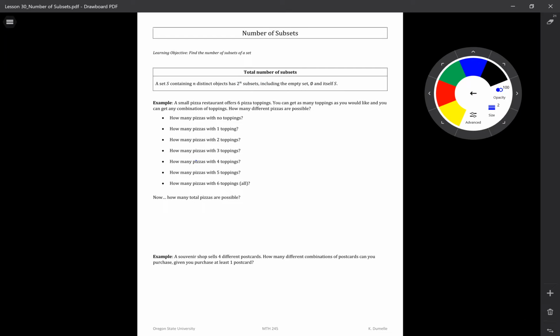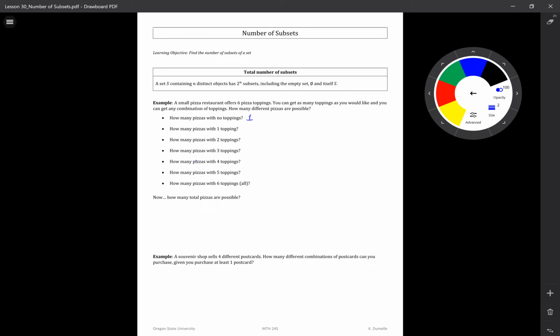So, for example, a small pizza restaurant offers 6 pizza toppings. You can get as many toppings as you would like, and you can get any combination of toppings. So remember, with a combination, order does not matter. How many different pizzas are possible? Well, I first want to determine how many pizzas come with no toppings. So I can get 0, 1, 2, 3, 4, 5, or 6 toppings. Now I need to determine how many pizzas I could get with each number of toppings. So how many pizzas with no toppings? Well, there is just one, just a plain old cheese pizza.